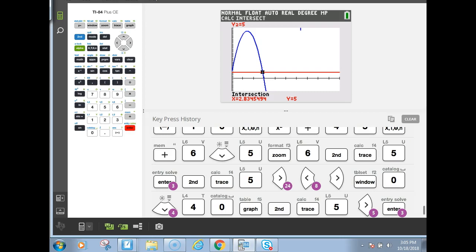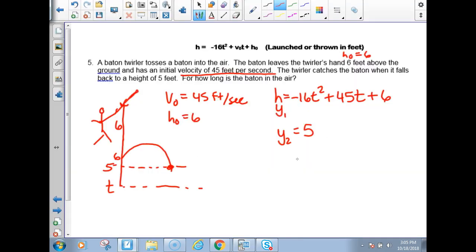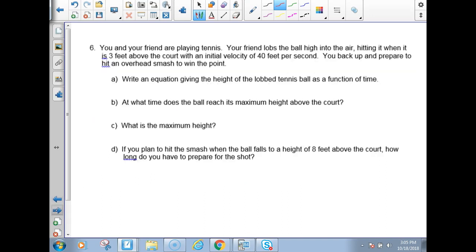All right, so we're going to do a couple more of these. If it didn't work out great for you this time, don't worry. We'll work on it again. All right, so the time was 2.83 seconds till she caught the baton. Oh, I got something in my way here. All right, let's hit number 6.